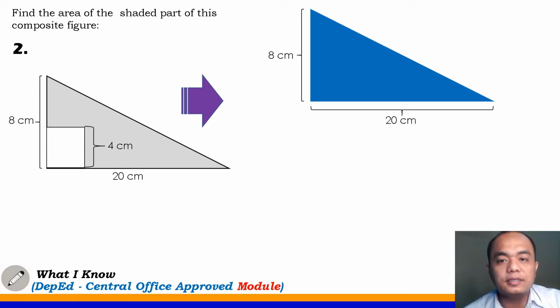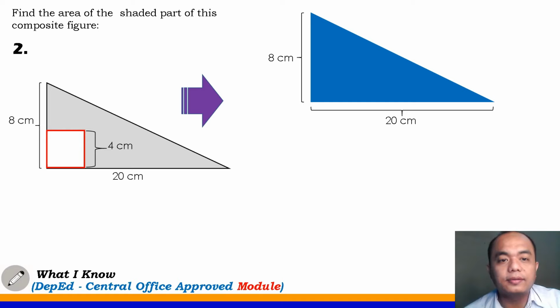And the base is 20 centimeter. What else? Yes, this one. The unshaded part, which is a square. And the dimension of our square is 4 centimeter as its side. So we are now ready to solve its area.